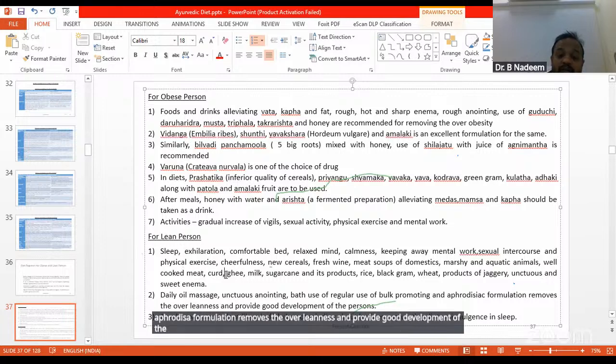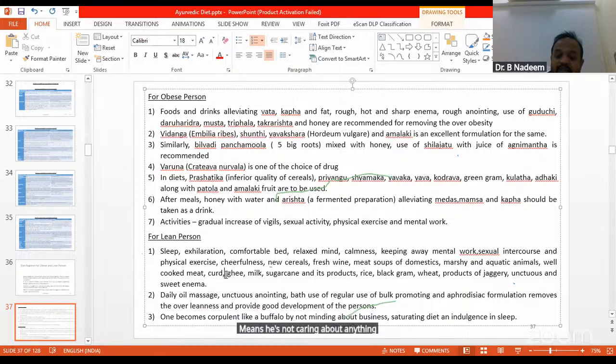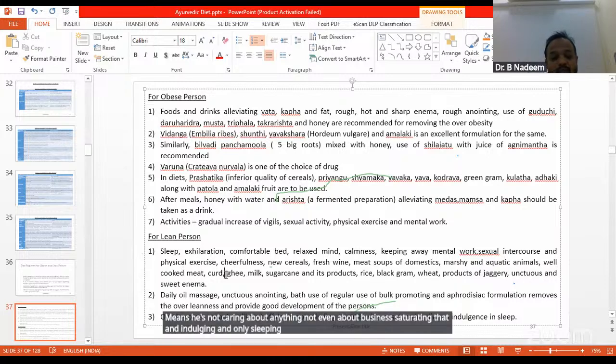One becomes corpulent like a buffalo by not minding about business, means he's not caring about anything, not even about business, and indulging only in sleeping will help in removing all the leanness. So anything simple, peace, comfort, eating anything whichever is possible, any fat, any oiliness in the body will help in increasing the body for any kind of lean person.